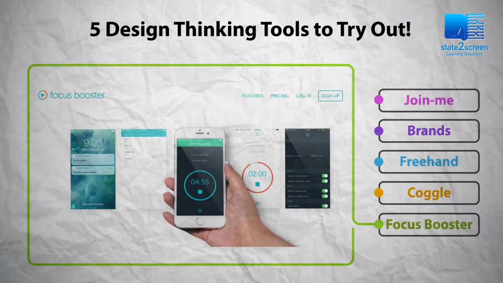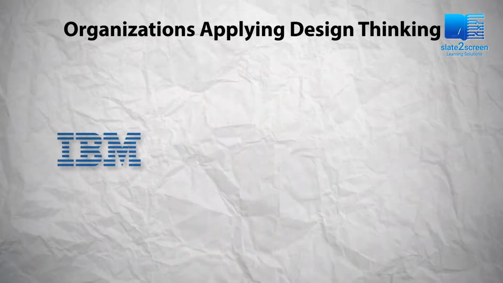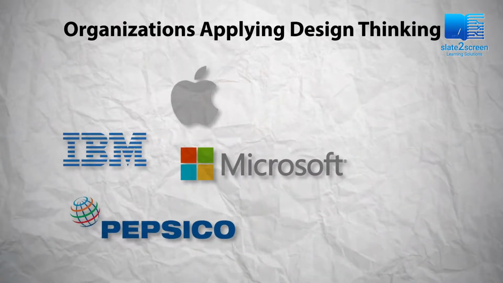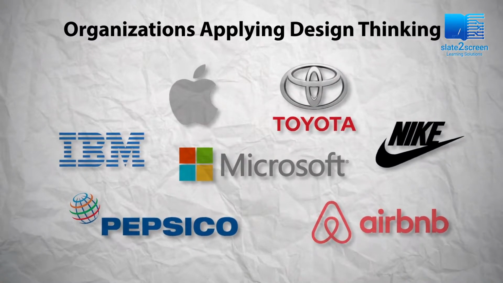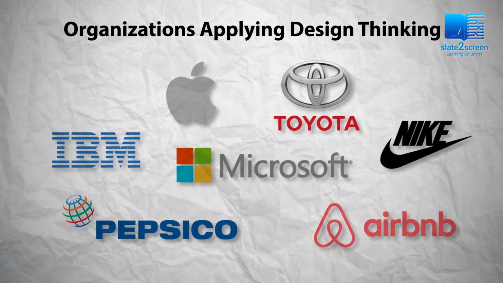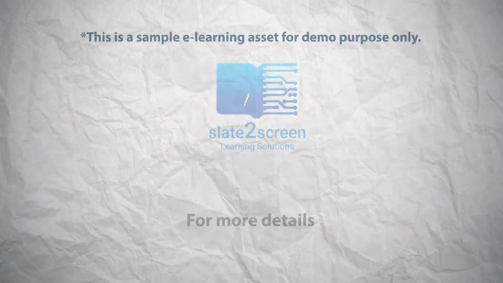To sum up, design thinking is not limited to theory. IBM, Apple, Microsoft, PepsiCo, Airbnb, Nike, and Toyota are some of the organizations that use design thinking for creating innovative solutions. Hope you had a great learning.